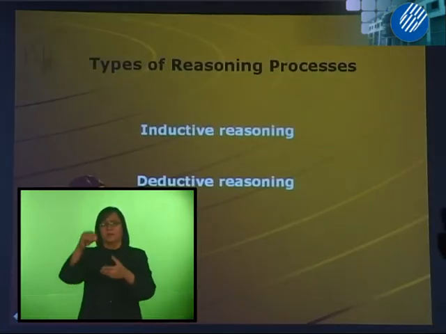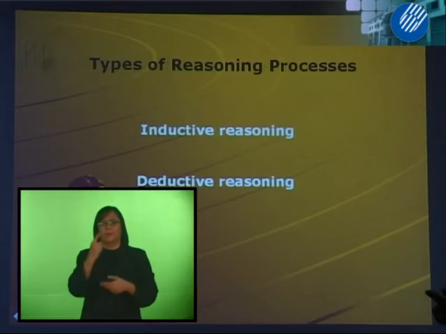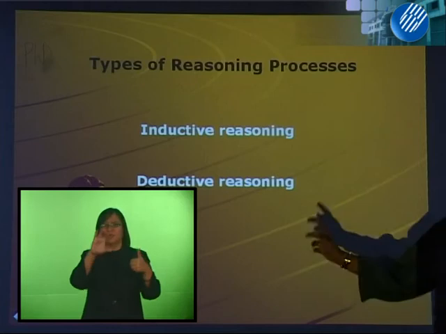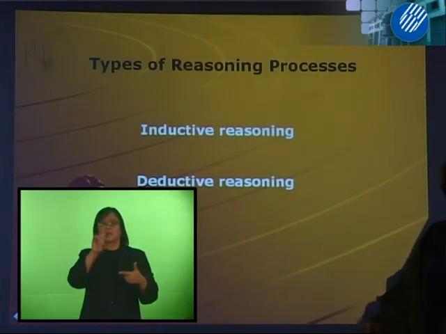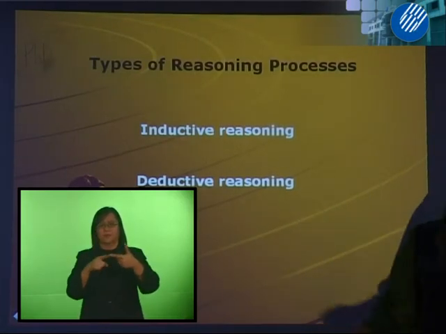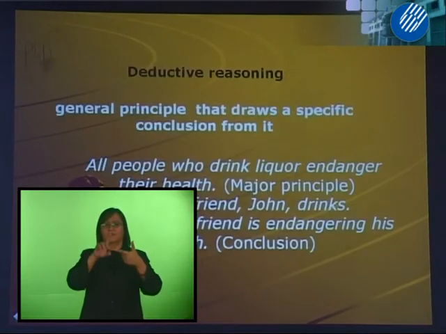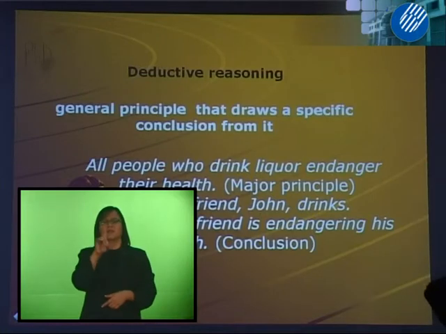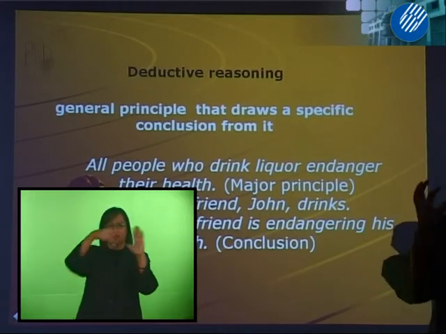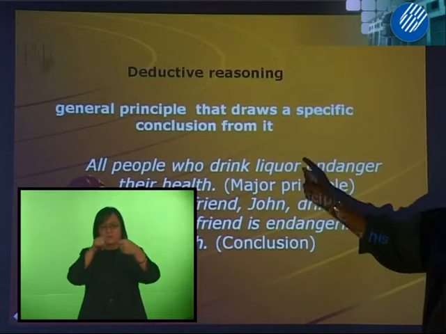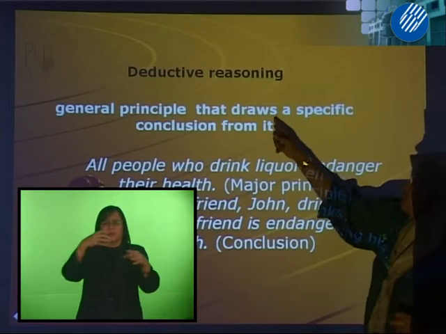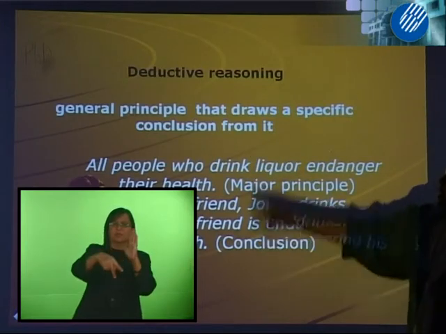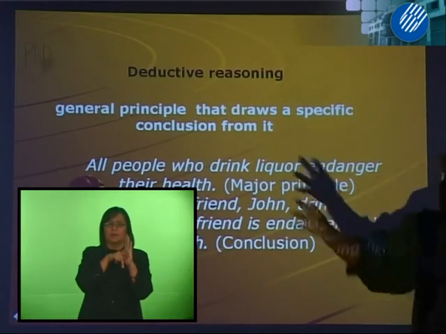So there are two types of reasoning processes. The first one is inductive reasoning, and the second one is deductive reasoning. Let me explain first the deductive reasoning. Now, what is deductive reasoning? Deductive reasoning is a general principle that draws a specific conclusion from it. Again, I repeat, a general principle that draws a specific conclusion.